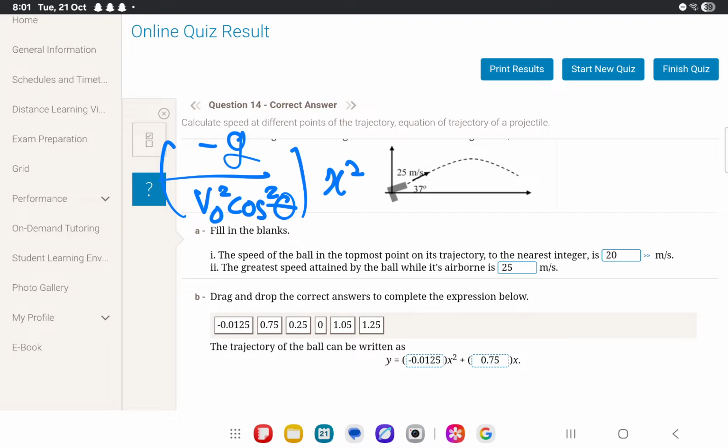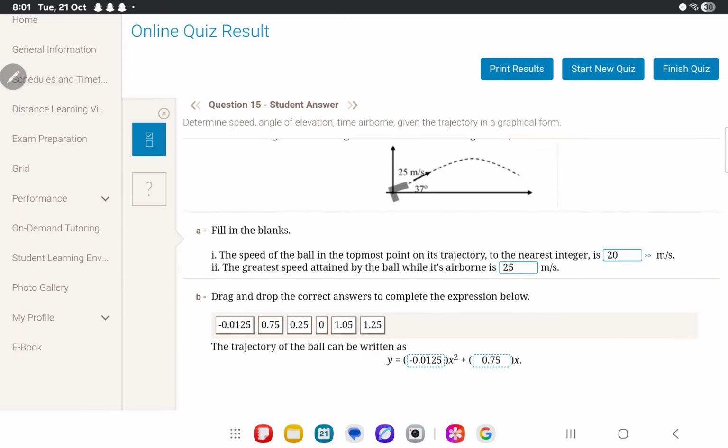Oh wait, I just realized I did it correct on my calculator, but here I forgot to put the 2. There is 2 v0 squared cosine squared theta. So doing negative g over 2 times v0 squared times cosine squared theta will give you negative 0.0125 x squared. So this is the correct answer for this. Okay, question 15.